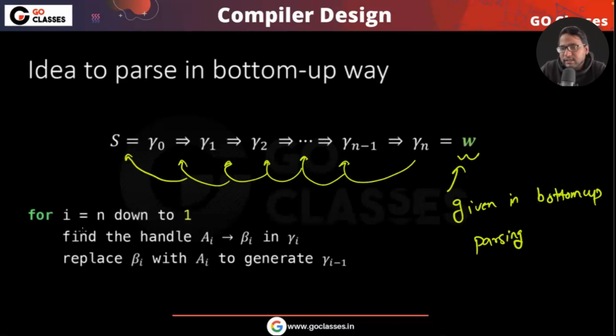So that's what we are saying, that we will start from this last sentential form, I mean the input string, basically. Find the handle. Okay, whatever the handle is in this, replace this handle and go to the previous thing. Isn't it? So this is the whole idea in bottom-up parsing. But how we find the handle and how to do all of this, we will see. But is this a little bit clear, what I'm trying to say? We will start from this input string.